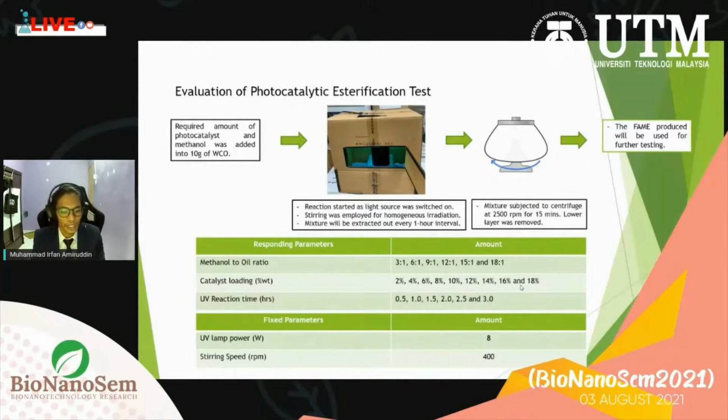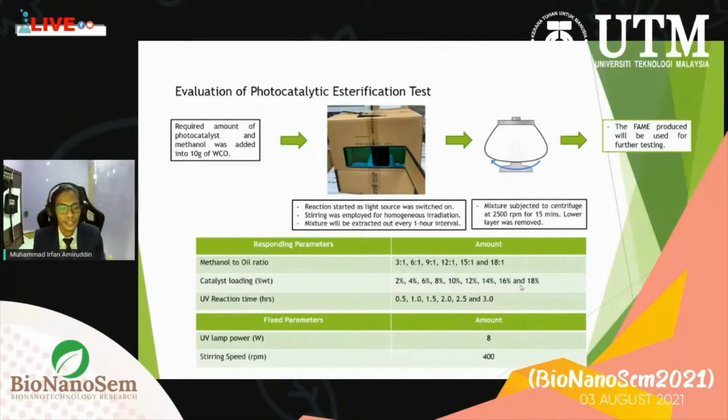First of all, the required amount of photocatalyst and methanol was added into 10 grams of WCO. Reaction started as the light source was switched on. Stirring was employed for homogeneous irradiation, and the mixture was then subjected to centrifuge at 2500 RPM for 50 minutes. Then the lower layer was removed and the catalyst was recovered. The film produced will be used for further testing.